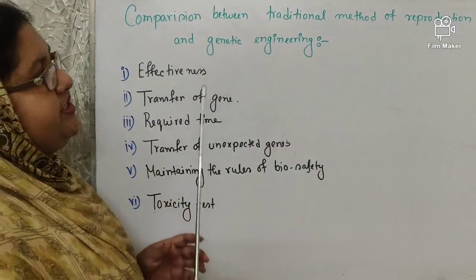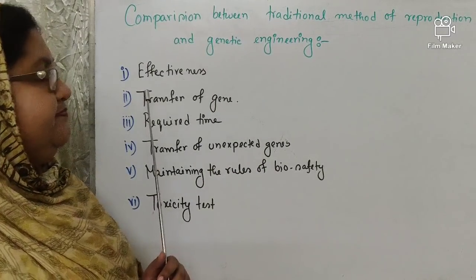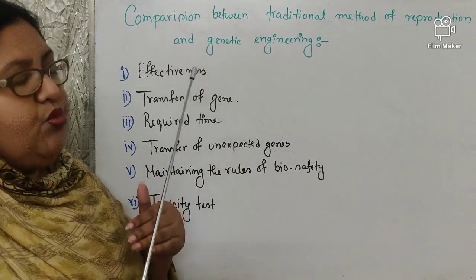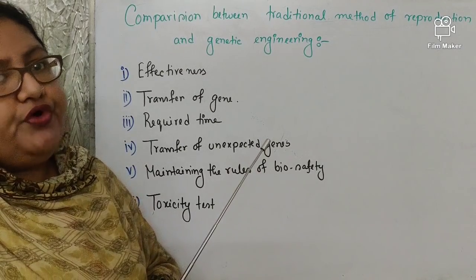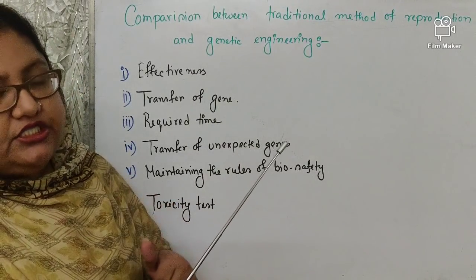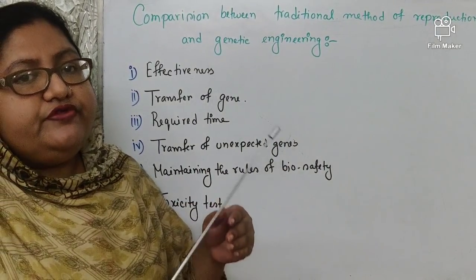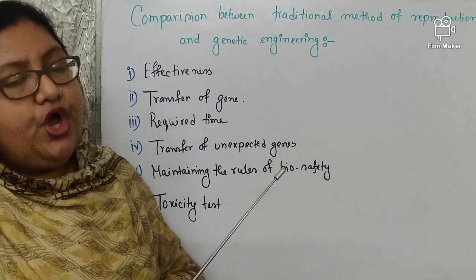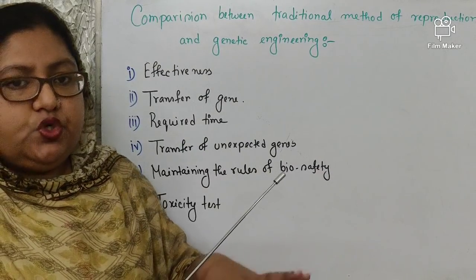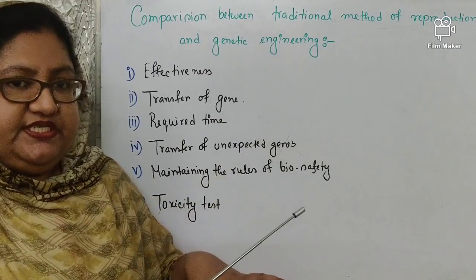Now, the comparison between the traditional method of reproduction and genetic engineering. First of all, effectiveness. For the transferring of desired character, genetic engineering is more effective than the traditional method of reproduction. Next, transfer of gene. During the transferring of gene, it is limited in the case of the traditional method of reproduction, because the gene can be transferred only between nearer species, and it is limited in those species.